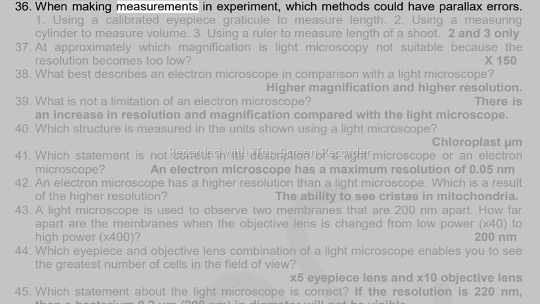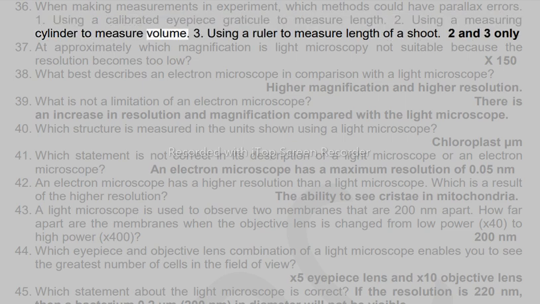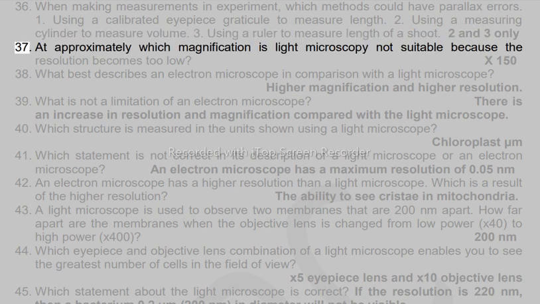36. When making measurements in an experiment, which methods could have parallax errors? 1. Using a calibrated eyepiece graticule to measure length. 2. Using a measuring cylinder to measure volume. 3. Using a ruler to measure the length of a shoot. The answer is 2 and 3 only.